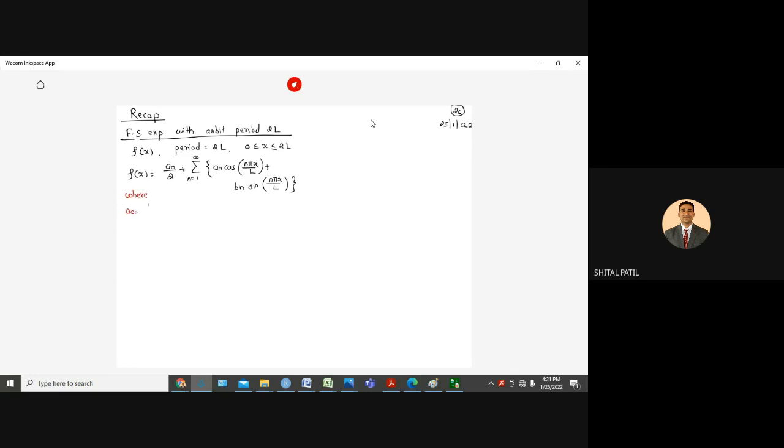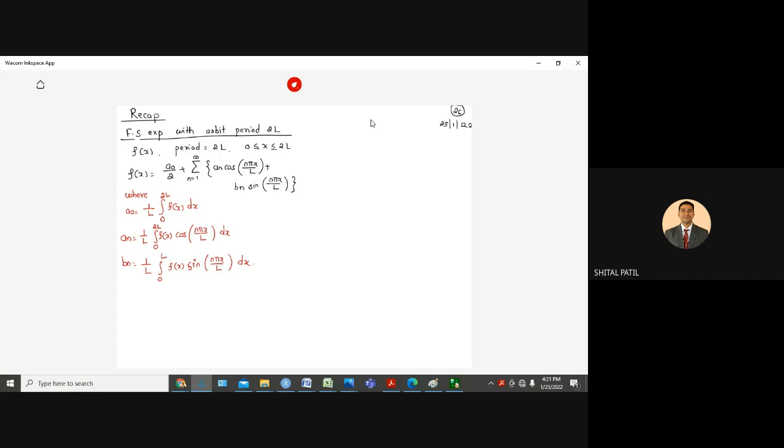a naught equal to 1 upon L integration from 0 to 2L f of x dx. Then a n was like this, 1 upon L integration from 0 to 2L f of x cos of n pi x divided by L dx, whereas b n was like this, 1 upon L integration from 0 to 2L f of x sine of n pi x divided by L dx. Okay. Then we have written Fourier series expansion for even function and odd function. I don't think it is required to write those expansions.